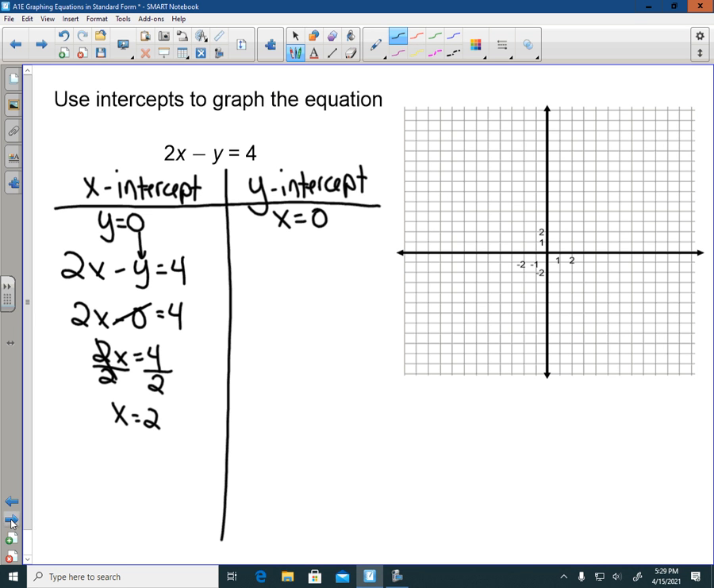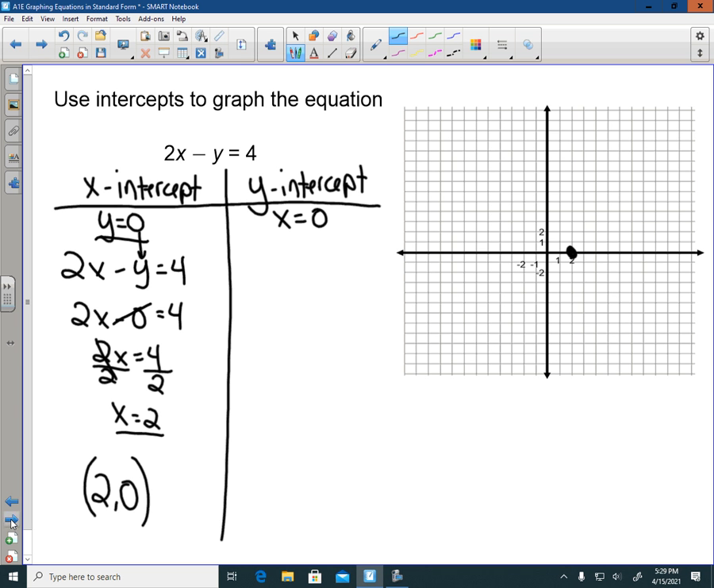And so when y is 0, x is 2, and we can write our point. X is 2, y is 0, and the point 2, 0 goes on our graph right here. All right, we're halfway done.